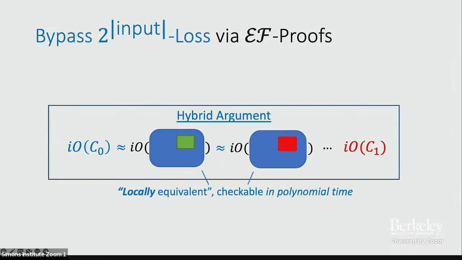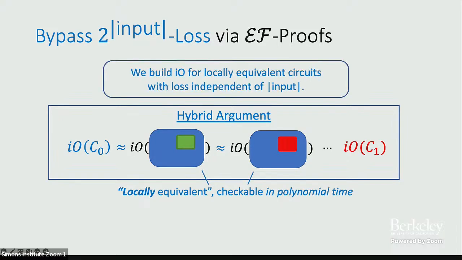And each hybrid is an obfuscation of a circuit. If you look at any two adjacent circuits, they are almost the same, except for a very small portion of differences. Here, the differences are marked in this green block and the red block. And we can argue the functionality equivalence of any two adjacent circuits in a local way. That means there is a polynomial time algorithm that can decide whether the two adjacent circuits are functionality equivalent or not in polynomial time. And this is crucial because it makes the I/O definition falsifiable.